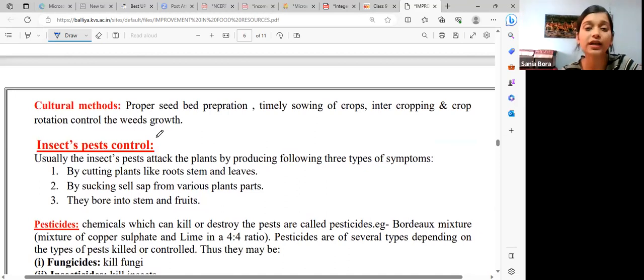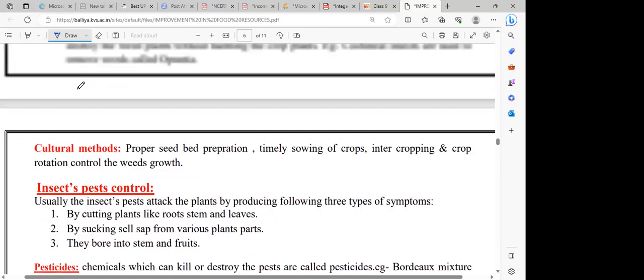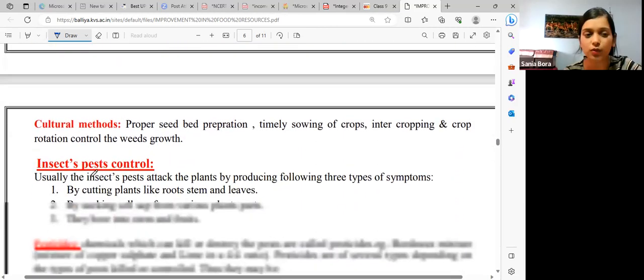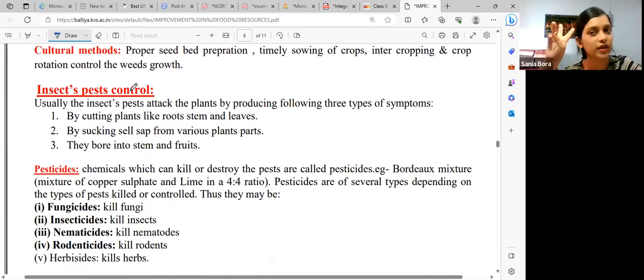From ancient times, not everyone had chemicals. So they followed these methods like bed preparation, timely sowing of crops, intercropping and crop rotation to control weeds. This is a cultural method basically. Next one. Now, weed control is done.